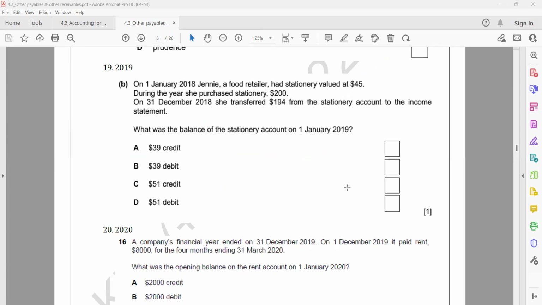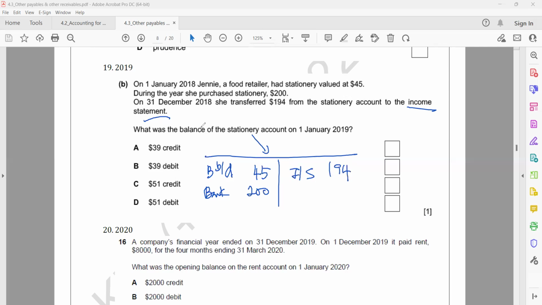Okay, question 19. Open your simple T account for the stationery. This one has a stationery value. This is the balance brought down 45. During the year, purchase. So bank amount 200. On 31st, she transfer to income statement. Income statement. What was the balance? Balance CD.